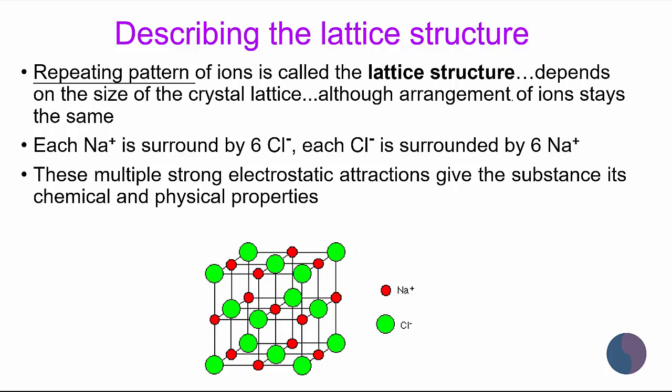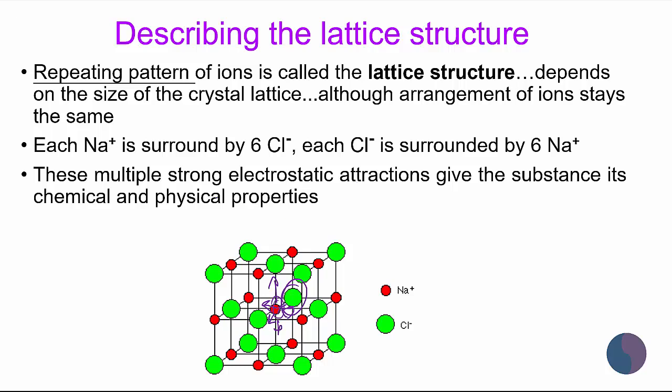So now we're going to look at the properties of ionic compounds, which is based around how the lattice forms. The lattice is the repeating structure, and for sodium chloride, the coordination for every sodium is 6. It's bound to 6 other chlorines, and same for chlorine, it's bound to 6 other sodium.